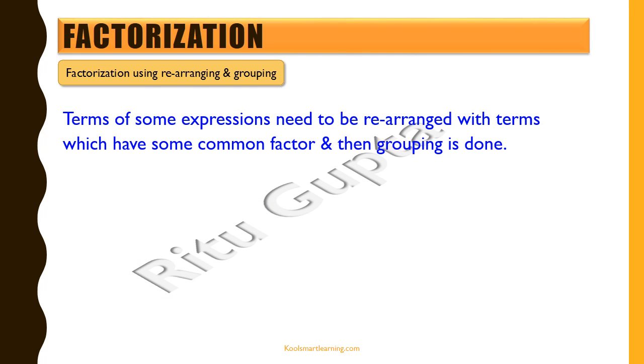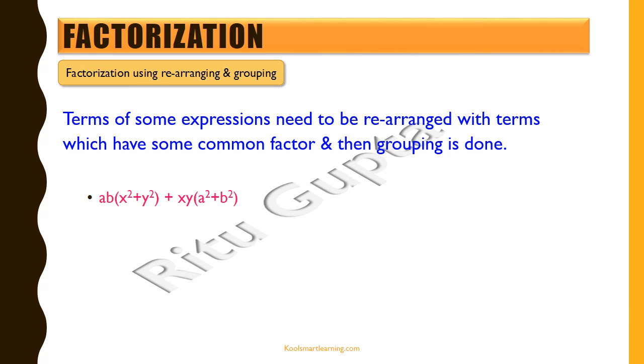So now let's look at how we actually do that in some other expressions. Some expressions need to be rearranged. In the first example that we talked about, we did not have to rearrange the terms. The terms were already placed in the same order, and we just grouped the first two terms and the last two terms together and took out a common factor. But in some expressions, the terms are not placed in that order, so that is where we need to rearrange the terms before we can do the grouping.